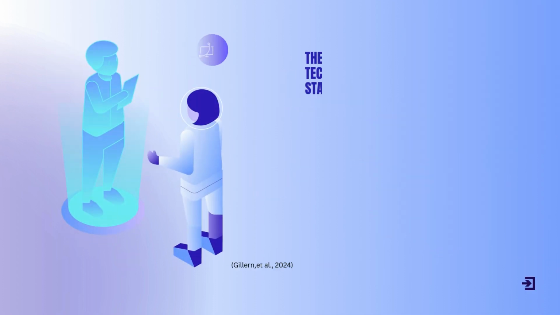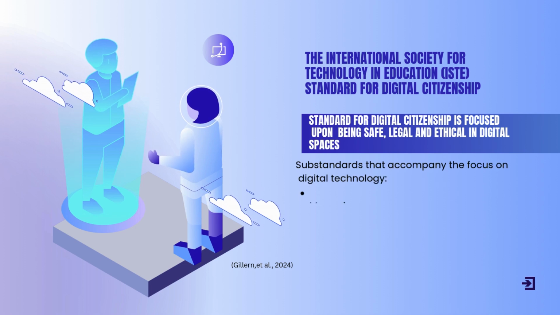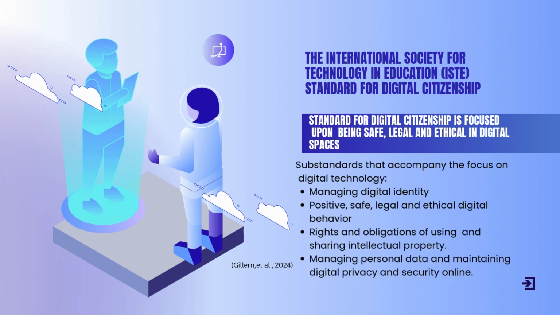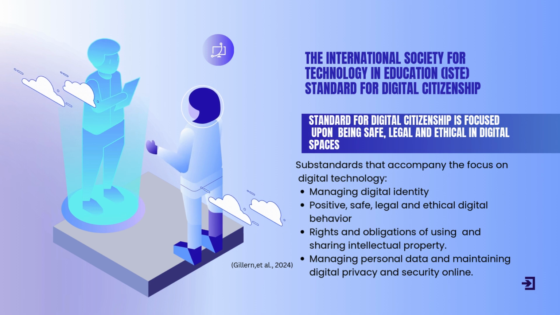The International Society for Technology and Education, abbreviated ISTE, standard for digital citizenship, is focused upon safe, legal, and ethical participation in digital spaces. This standard is accompanied by 4 substandards focused on competencies around managing digital identity, positive, safe, legal, and ethical digital behavior, rights and obligations of using and sharing intellectual property, and managing personal data and maintaining digital privacy and security online.